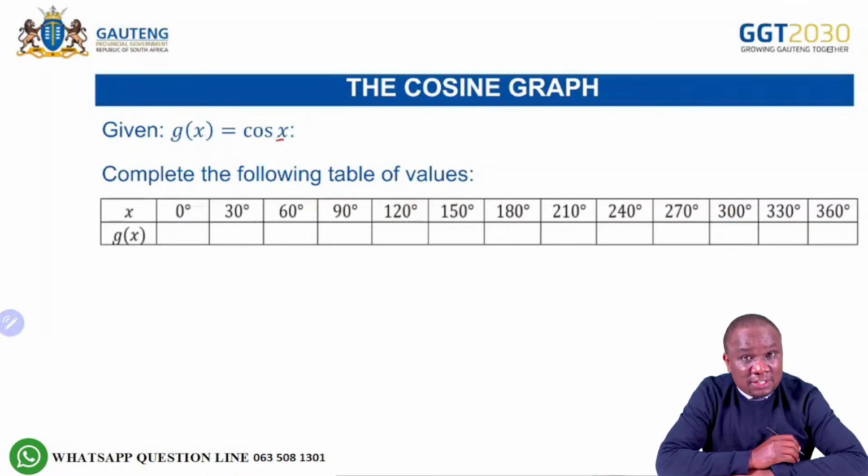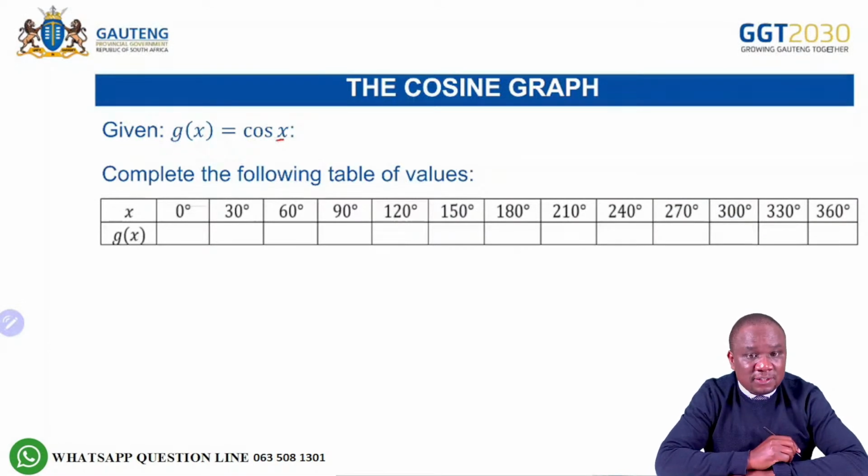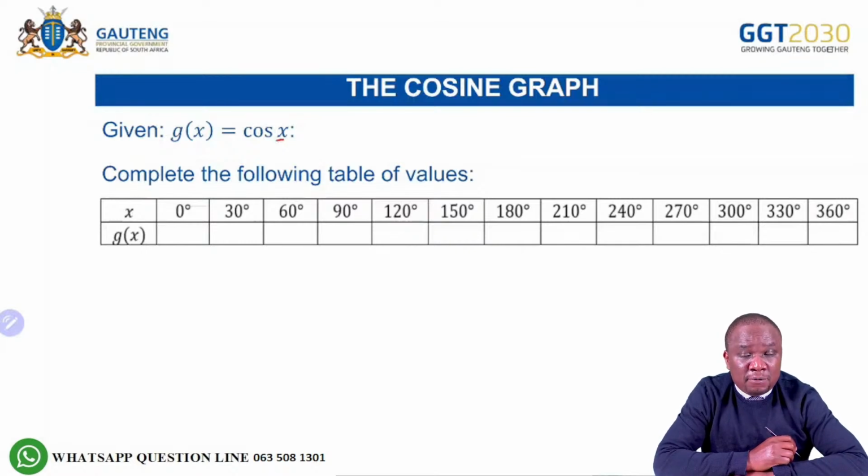What is cos 0? What is cos 30 degrees? What is cos 60 degrees? Cos 90 degrees up to cos 360 degrees. Use your calculators to fill in the table. After 3 minutes, we're going to mark our work. Let's try for 3 minutes.